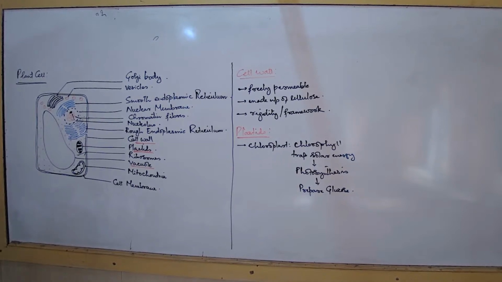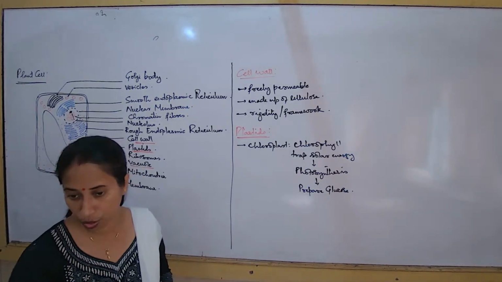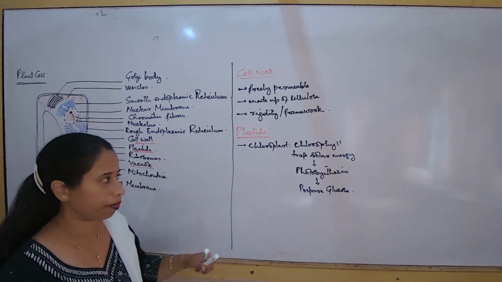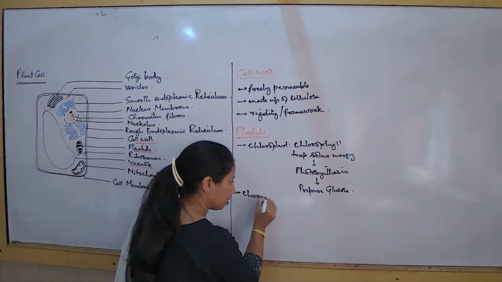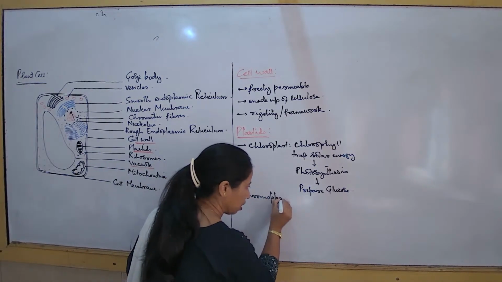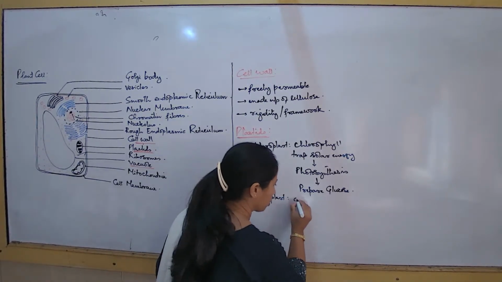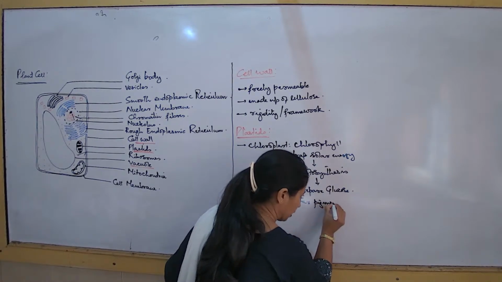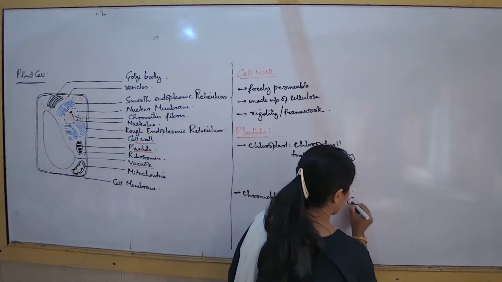But what would be the function of that chlorophyll that they are going to produce? That chlorophyll very much would be helping in the process of photosynthesis, allowing the plants to prepare food. What is the second type of the plastid? That is chromoplast. And what would this chromoplast produce? They would be producing various other pigments, such as we may talk about carotenoids.